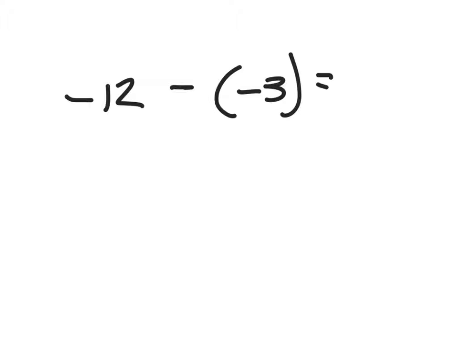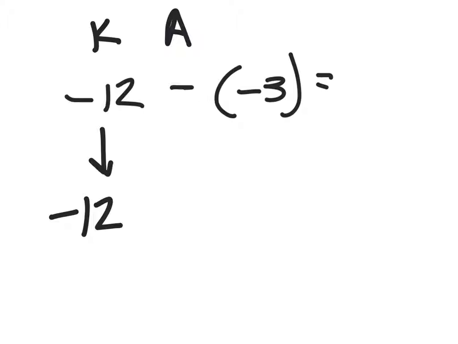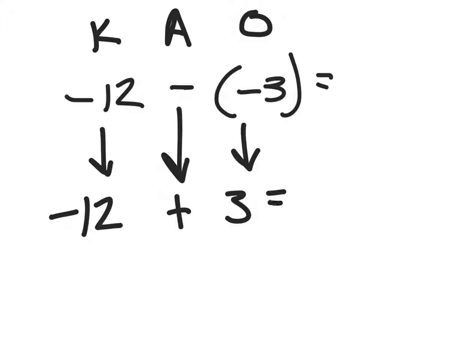Okay, let's take a look at this problem. We have negative 12 minus negative 3. So again, looking at the rules, the first number we're going to keep. So I'll write a K up here for keep. Negative 12 stays negative 12. Second step is to change the subtraction sign to addition. Put an A up here for addition, and the subtraction sign changes to addition. And then the last thing is we find the last number and change it to its opposite. So I'm going to put an O above to remind me opposite, and the opposite of negative 3 is positive 3. So now I'm left with negative 12 plus 3.